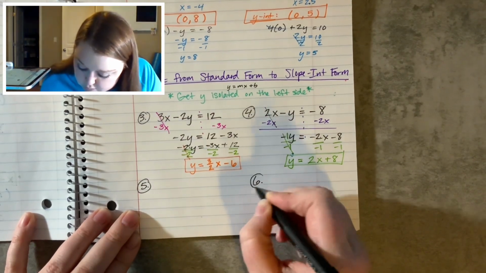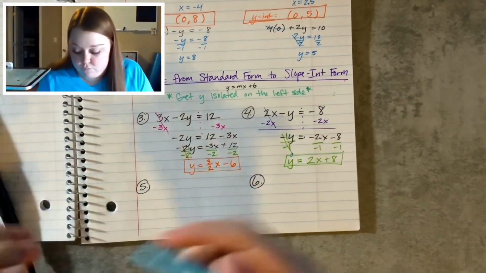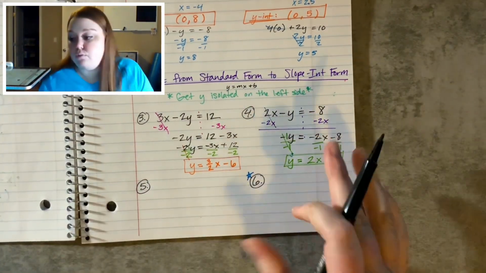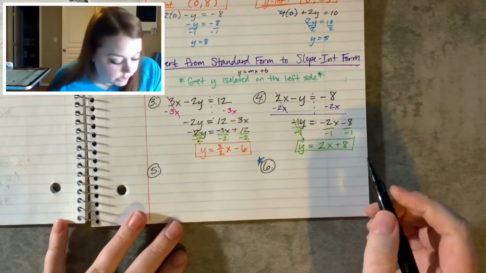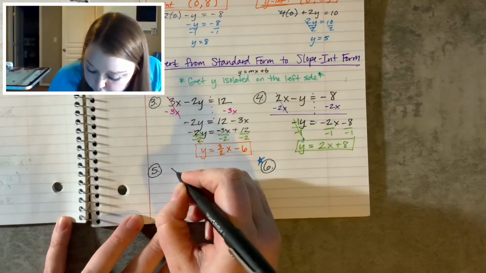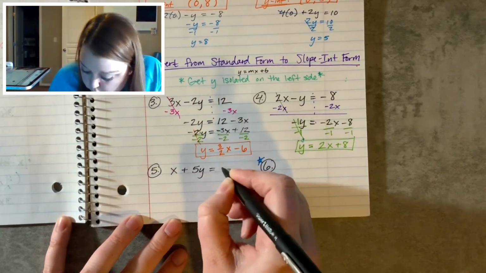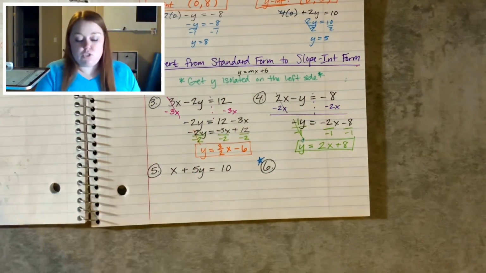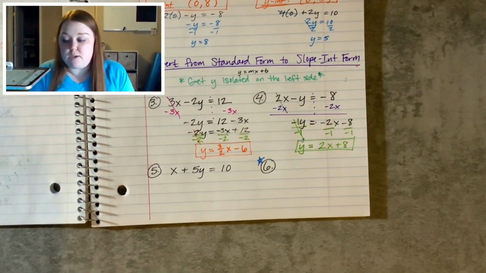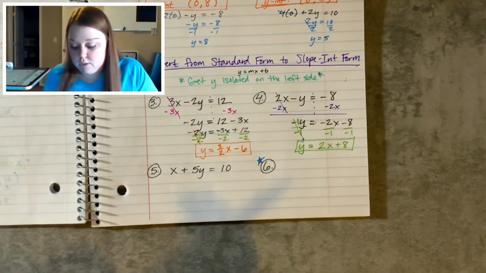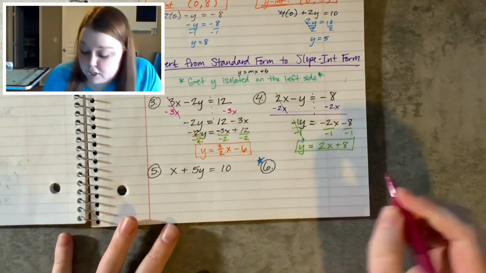5 and 6. 6 is going to be the one that you do for like entry tasks. Okay. But on 5, I want you to pause the video and try it and then play the video to check it. So you have x plus 5y equals 10. So we're changing this to slope-intercept form. Get y by itself. Okay, so let's check your work.